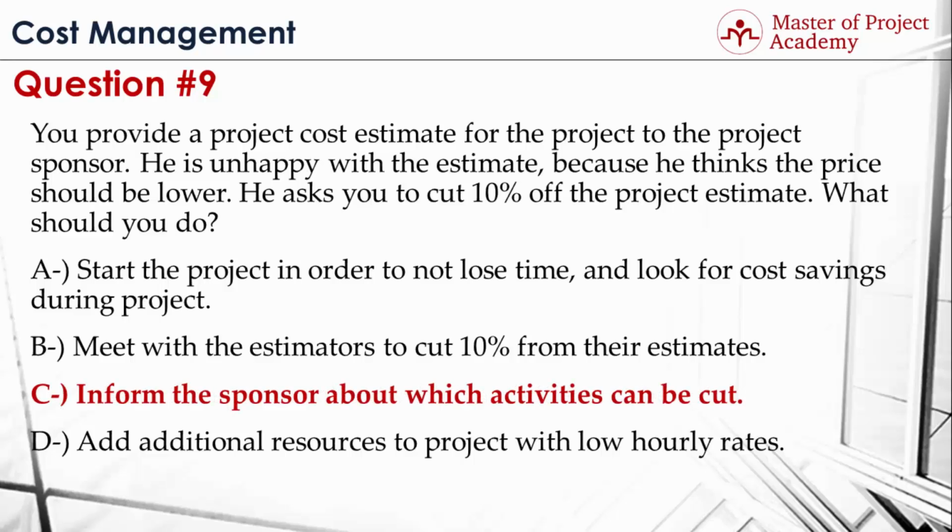C. Inform the sponsor about which activities can be cut. Because you've built your scope baseline, your schedule baseline, and your cost baseline, and during all these processes you've done estimations and planning. If a sponsor asks you to cut the project estimates, this can only be done by reducing some activities or scope from the project. Therefore, C is the best choice here.